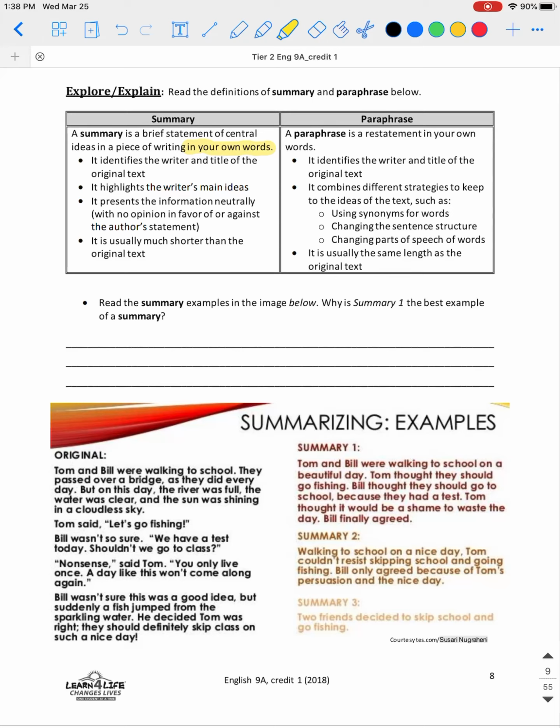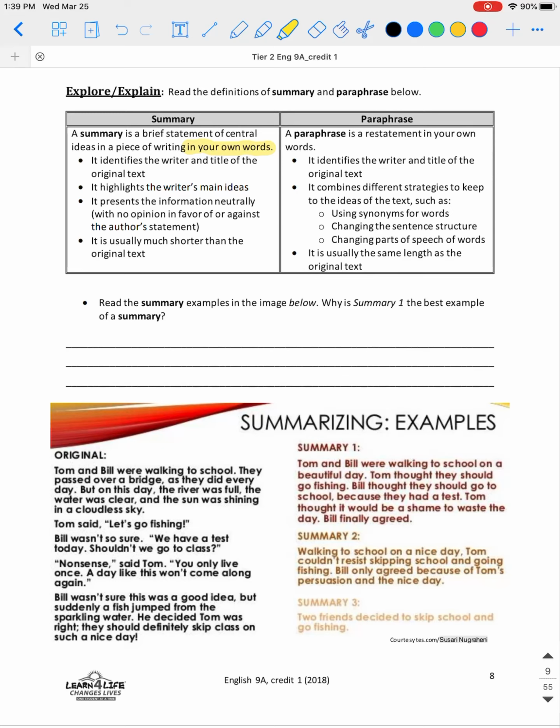So we're going to look at the example at the bottom. The left side is the complete paragraph. So Tom and Bill were walking to school. They passed over a bridge as they did every day. But on this day, the river was full. The water was clear and the sun was shining in a cloudless sky. Tom said, "Let's go fishing." Bill wasn't so sure. "We have a test today. Shouldn't we go to class?" "Nonsense," said Tom. "You only live once. A day like this won't come along again." Bill wasn't sure this was a good idea, but suddenly a fish jumped from the sparkling water. He decided Tom was right. They should definitely skip class on such a nice day.